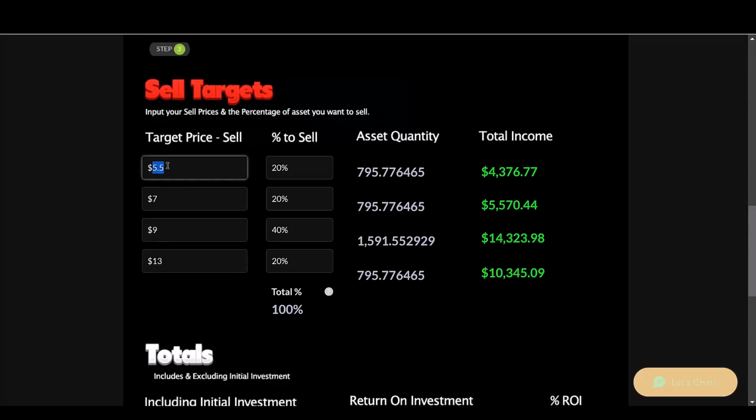This would make that first price $15. Again, I'm just going to round figure this out. Next target will be 21. Next target will be 27. And the last target will be 36.